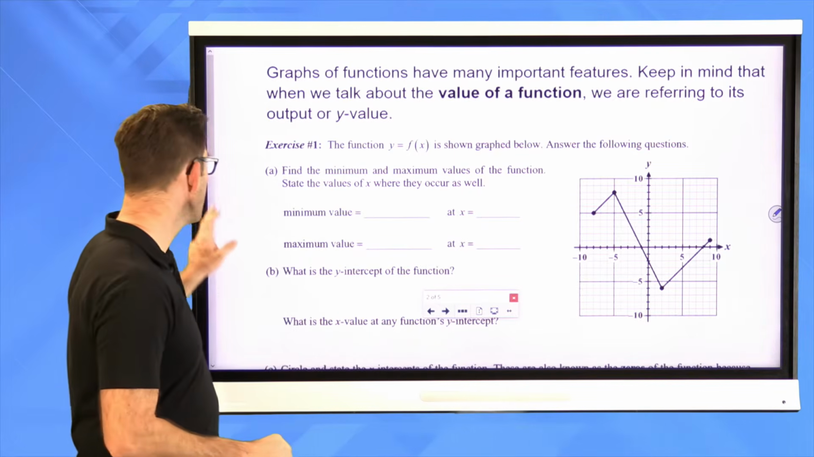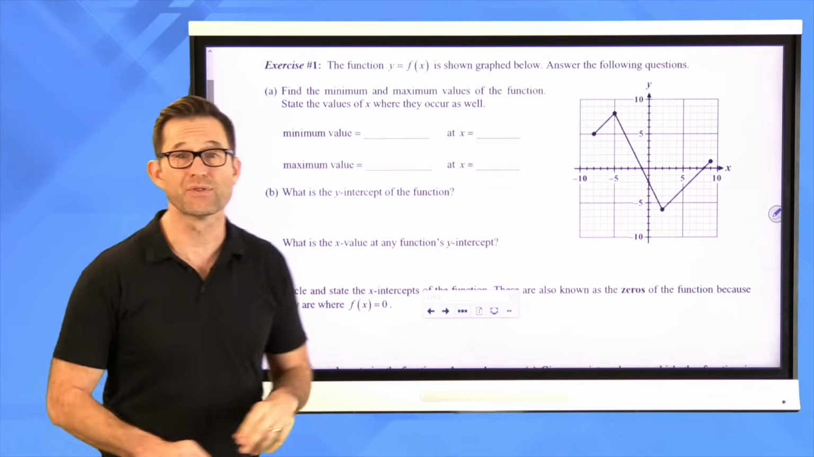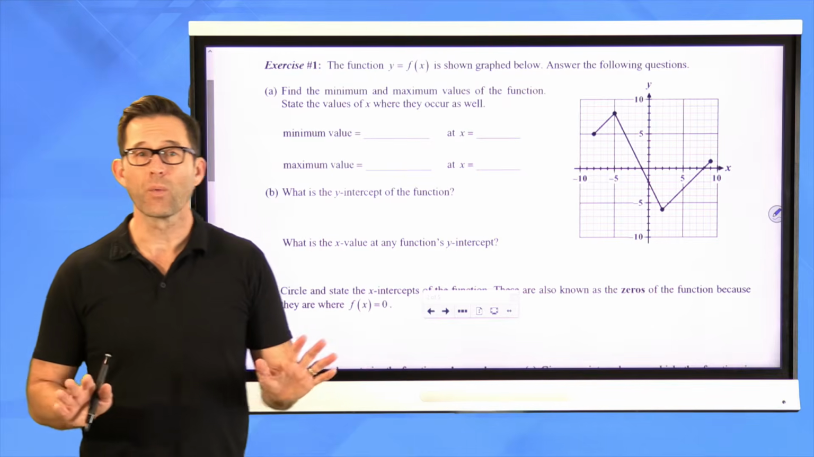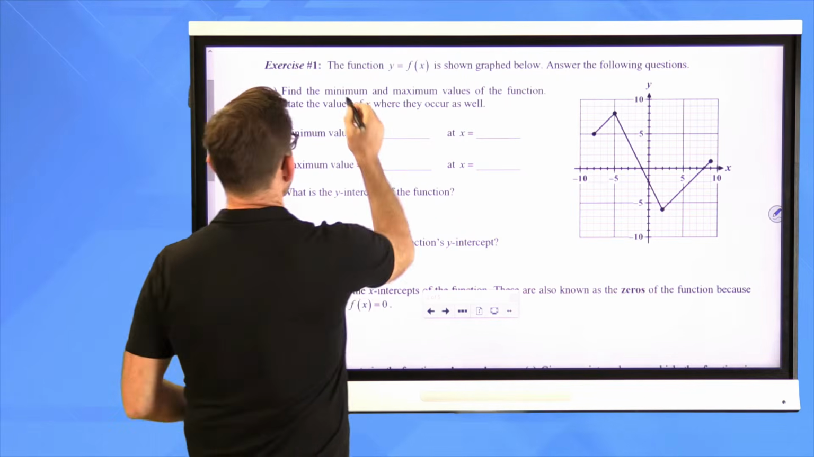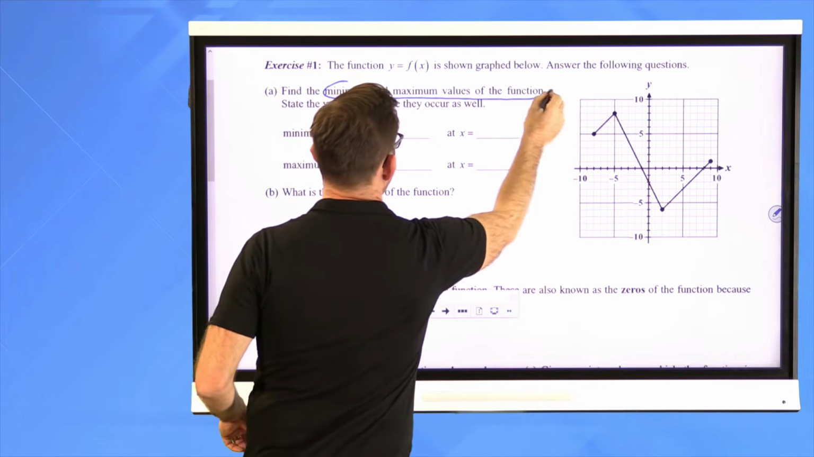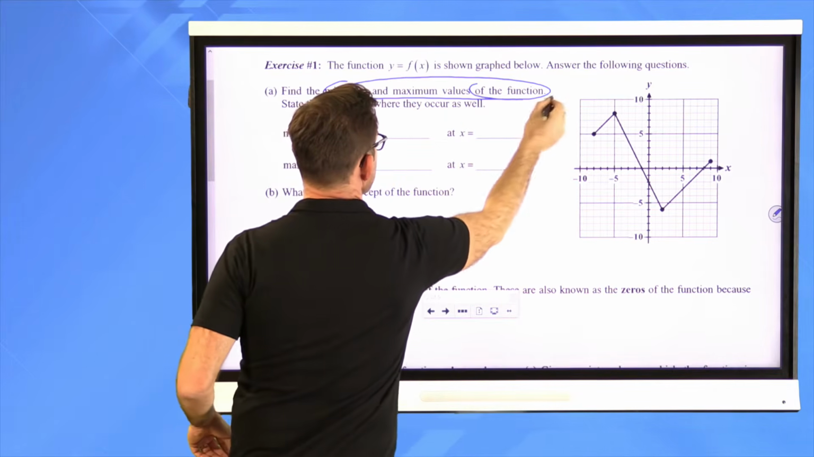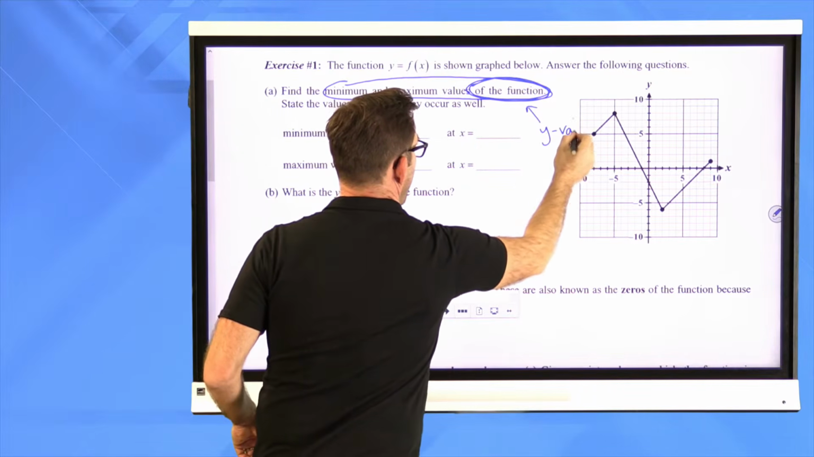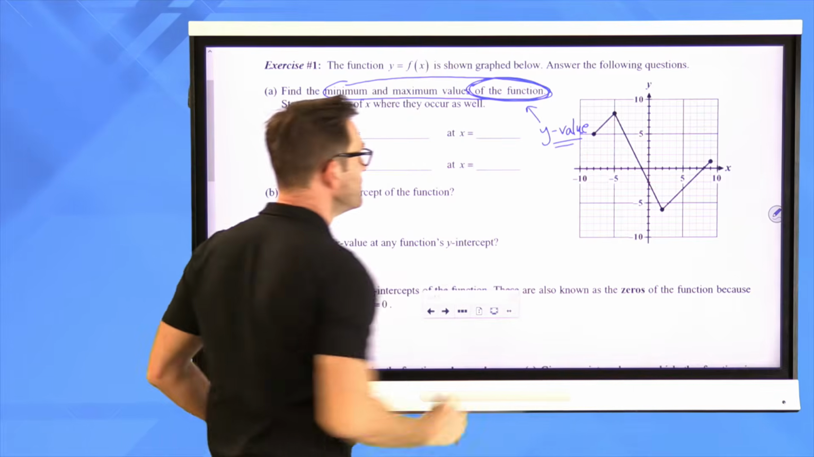So let's begin by taking a look at exercise number 1. The function y equals f of x is shown graphed below. Answer the following questions. Letter A, find the minimum and maximum values of the function. State the values of x where they occur as well. So when you see minimum and maximum values of the function, we want to think of that as the y values.